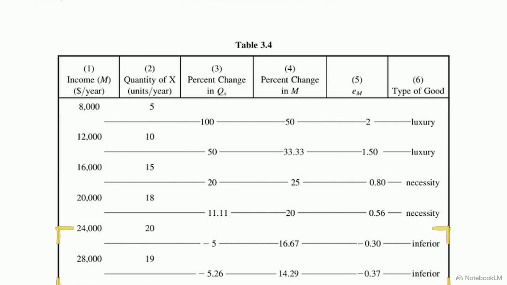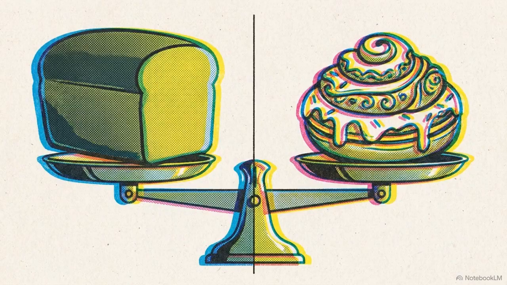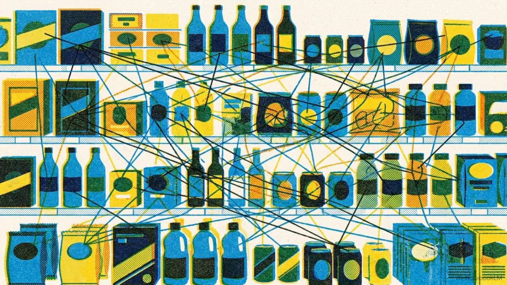Now look at the bottom rows, where the coefficient turns negative at high income levels. These are inferior goods. At income levels above $24,000, champagne becomes an inferior good for this individual as they shift their spending toward better alternatives. By tracking income elasticity, we can mathematically prove whether a society views a specific product as essential for survival or a marker of wealth. We can change the variable one final time to map out different products.